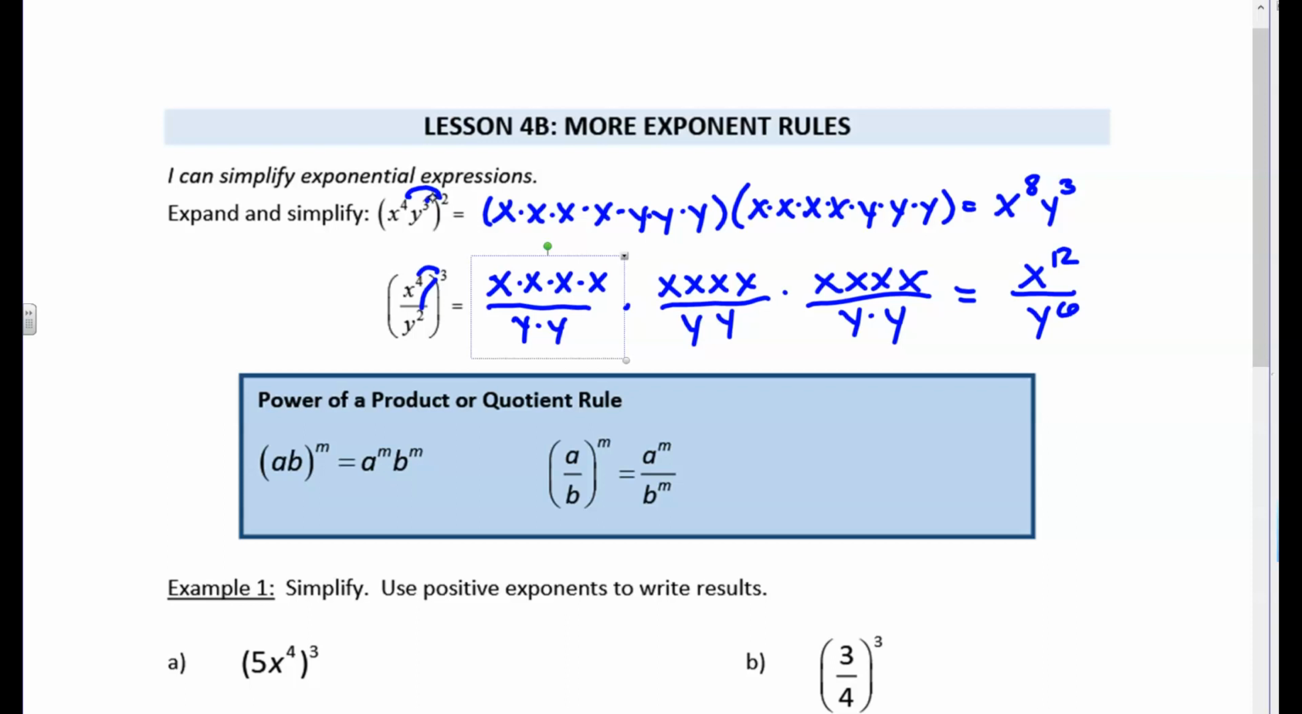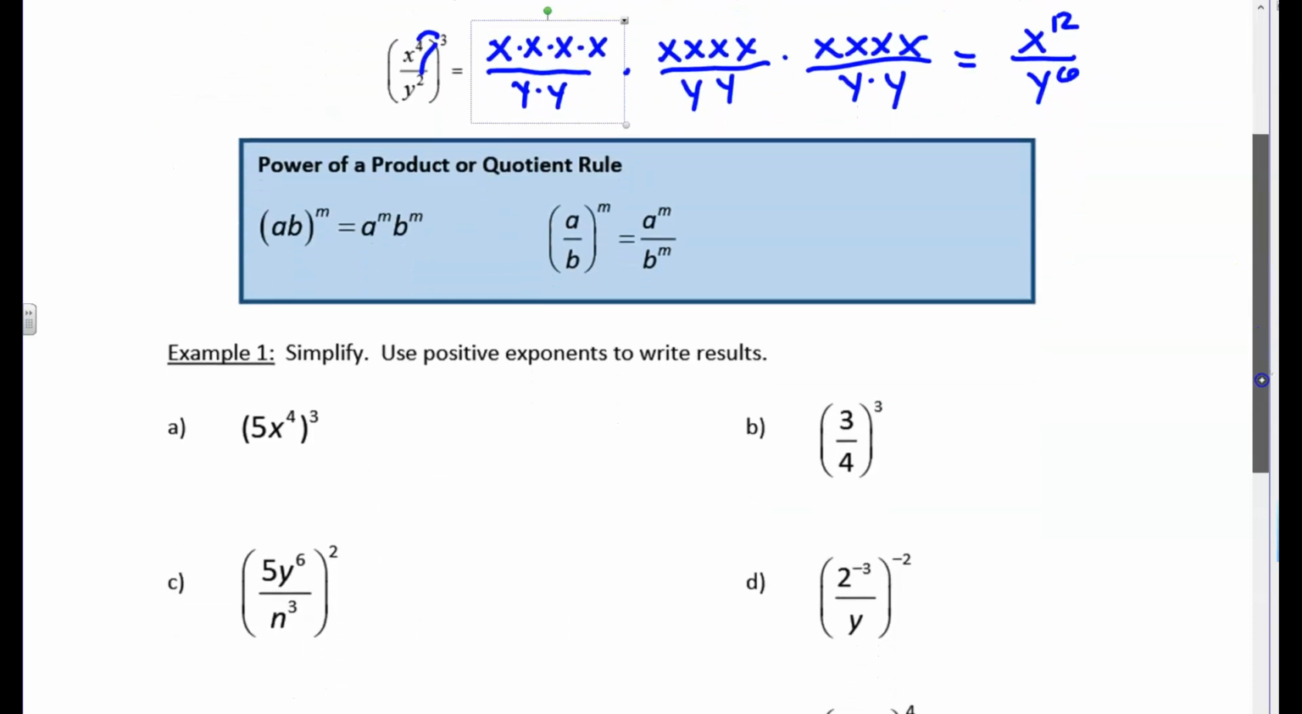So if we have ab to the m, that's the same thing as a to the m times b to the m. Or it's the same thing with division. If we have a over b to the m, we raise both of those to that power.